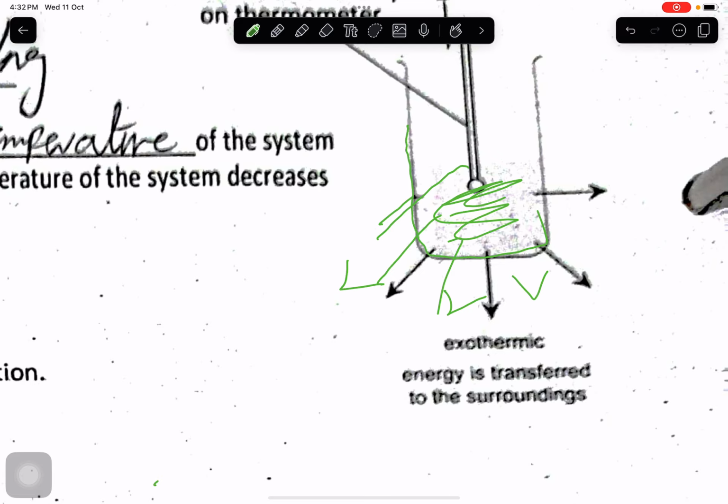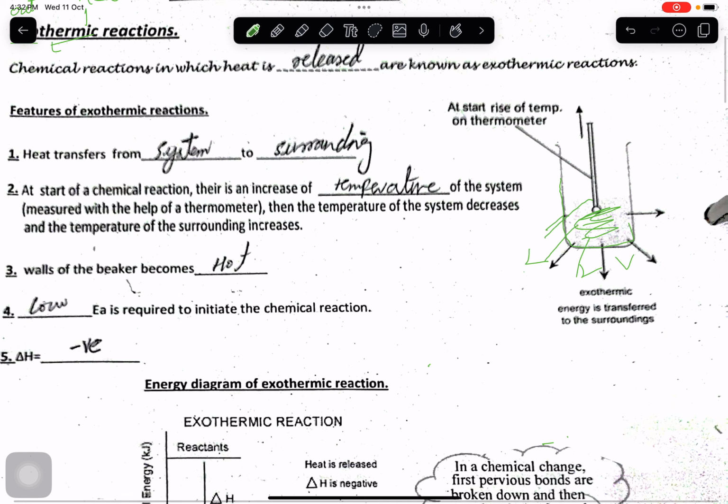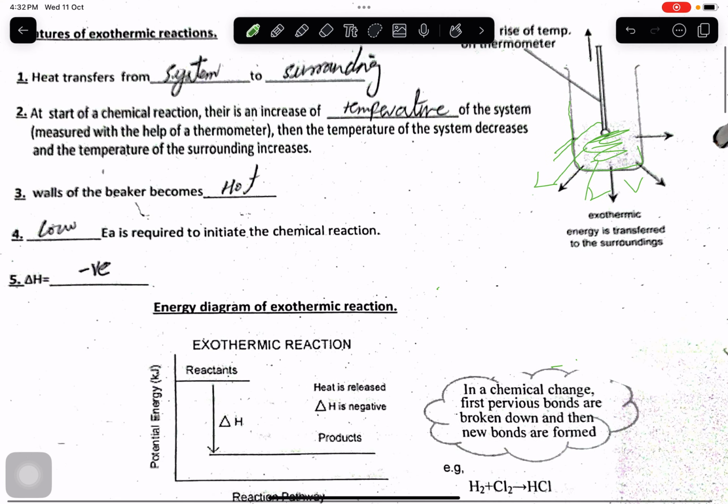Okay, low activation energy is required to initiate or start these chemical reactions, exothermic reactions. We are talking about exothermic reactions. And delta H is always negative. It's basically the recognition of exothermic reactions that they have a negative delta H, a negative enthalpy change.